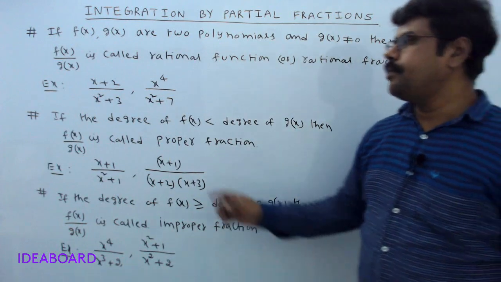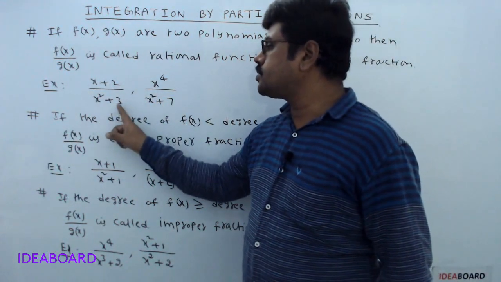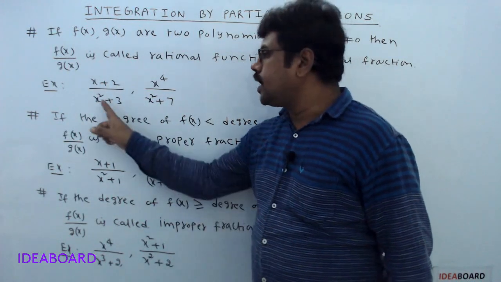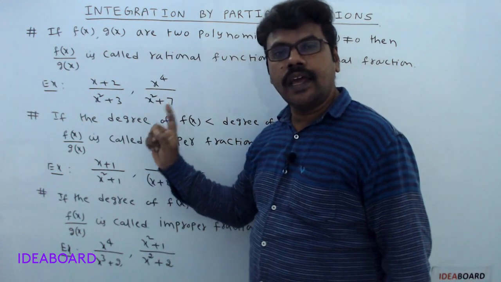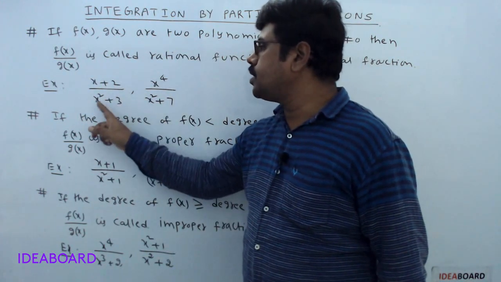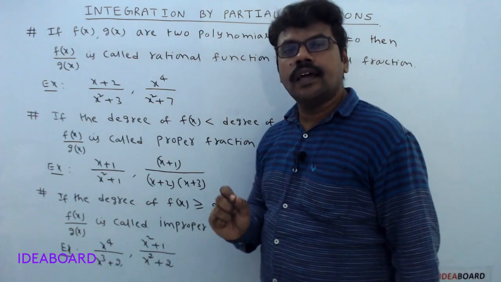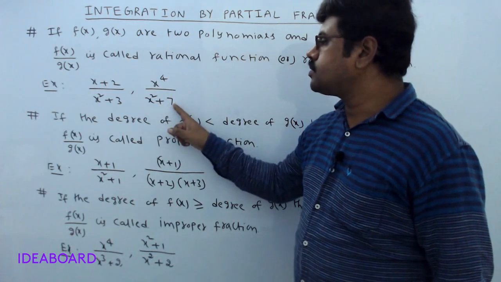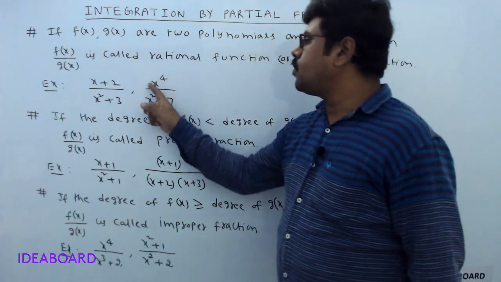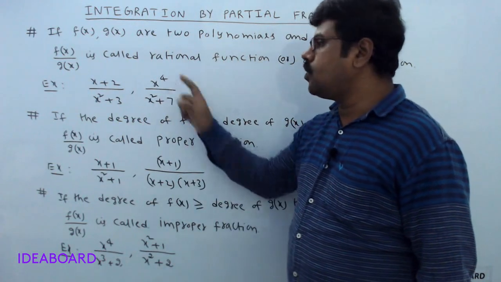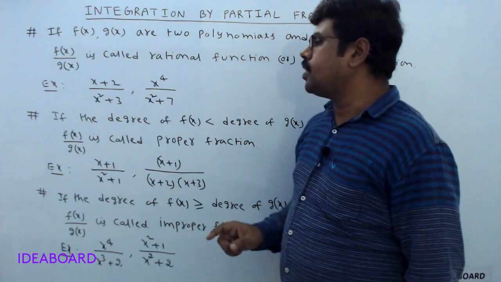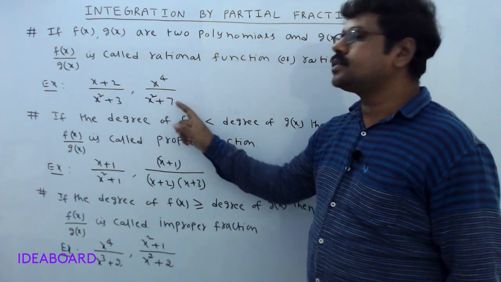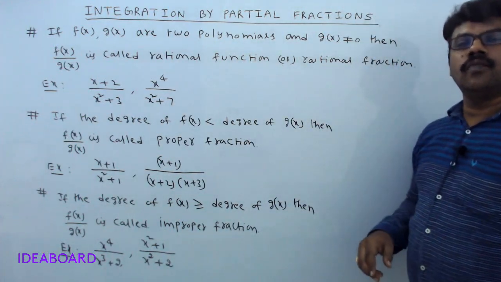Now see the examples. x plus 2 divided by x square plus 3. x plus 2 is a polynomial of degree 1, and x square plus 3 is a polynomial of degree 2. So x plus 2 divided by x square plus 3 is a rational fraction. Now here, x power 4 divided by x square plus 7. x power 4 is a polynomial of degree 4, and x square plus 7 is a polynomial of degree 2. So x power 4 divided by x square plus 7 is a rational fraction.